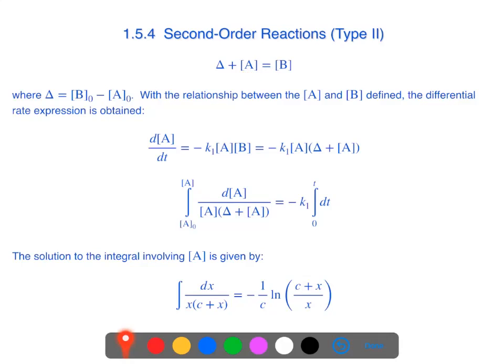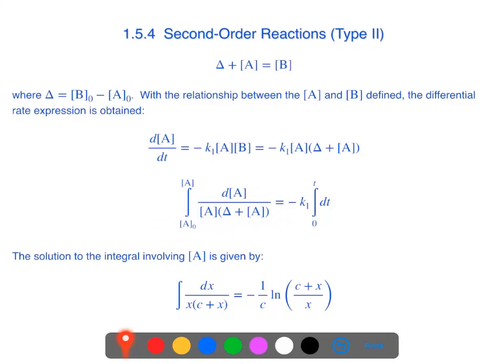Now that we've defined this particular relationship, we obtain a solvable differential rate expression. And so the rate expression is as follows: dA/dt is equal to minus K1 times the concentration of A times the concentration of B, and this is equal to the following, where we're making this substitution for the concentration of B with this new term, delta plus the concentration of A. Rearranging this expression as we've done previously, we now have this as our integral.